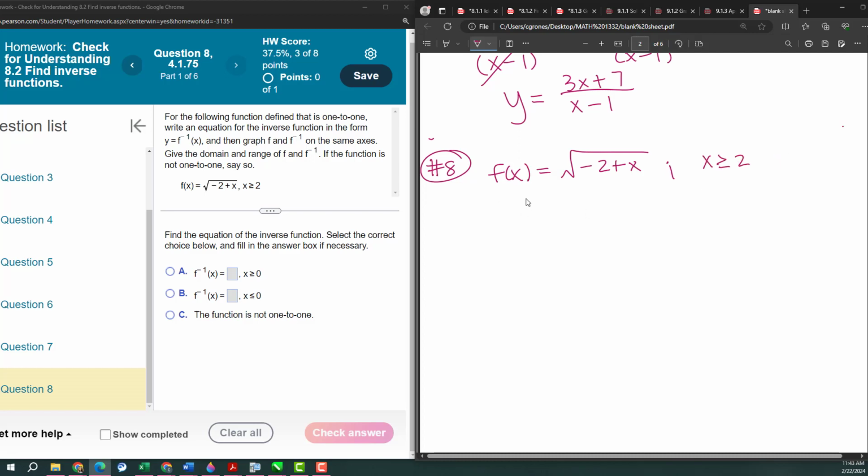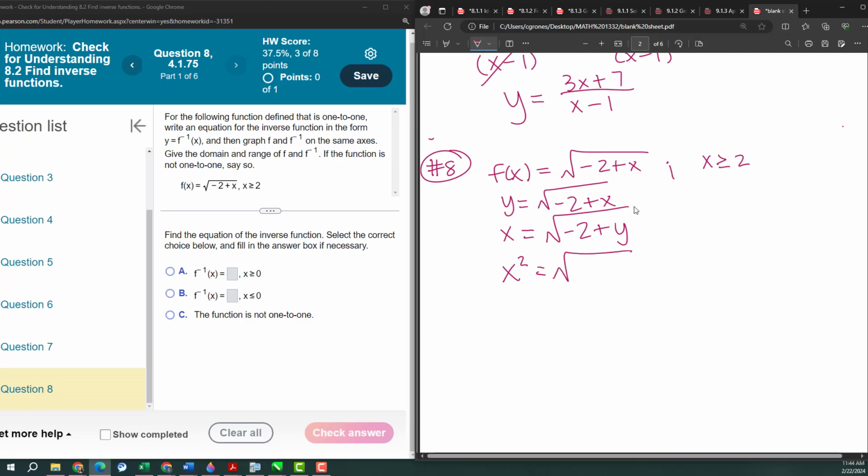We're going to do the same thing. We're going to set our f of x equal to y, so y equals the square root of negative 2 plus x, and then we're going to swap. X equals the square root of negative 2 plus y, and we want to get y by itself. So to get rid of a square root, we are going to square both sides, because when you square a square root, they basically cancel each other out.